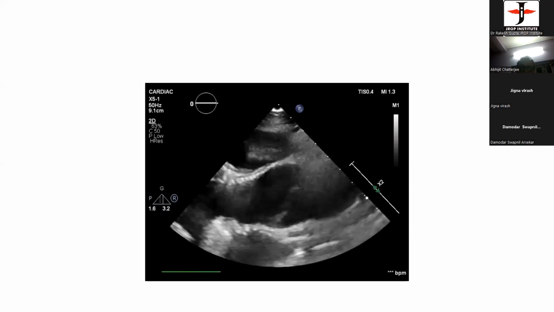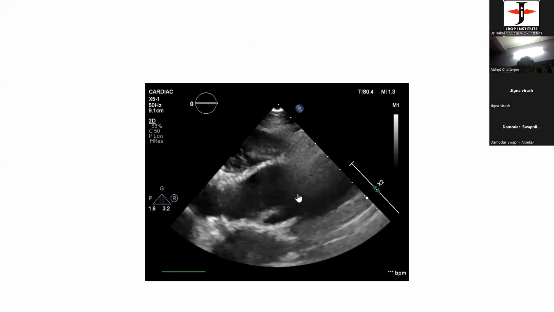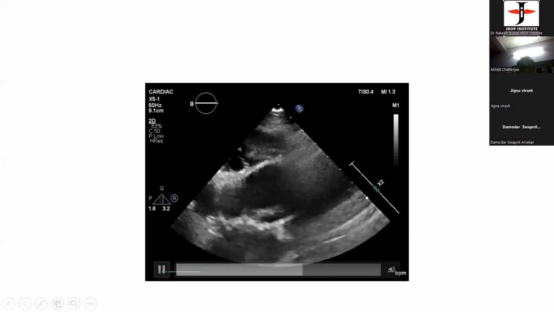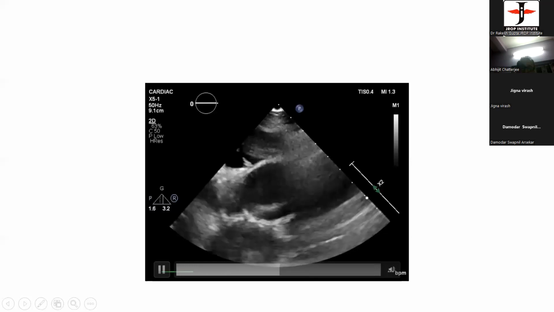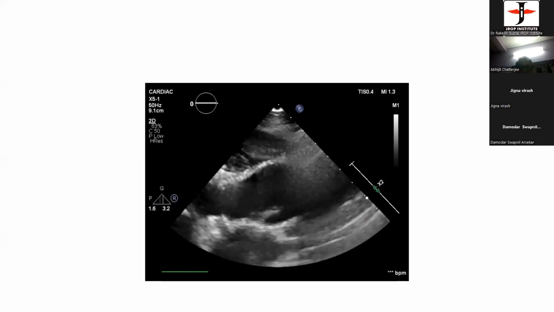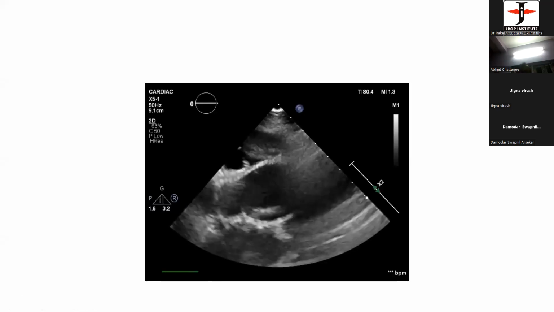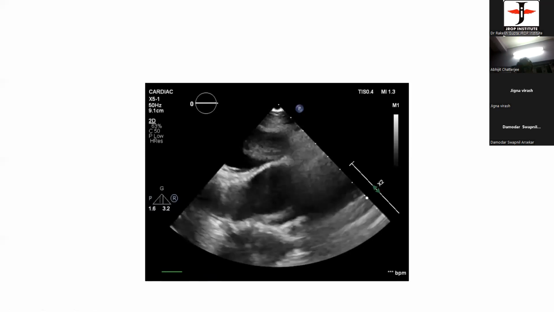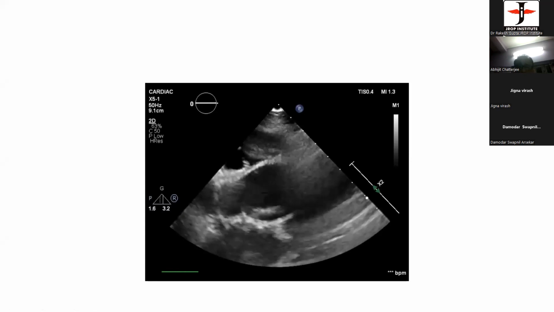Can you see the flap? Yes, sir. I can see the flap. Yes, dissecting. So, this gives rise to AR, aortic regurgitation. Yes, sir. How are you going to assess the severity of aortic regurgitation? Severity of aortic regurgitation.